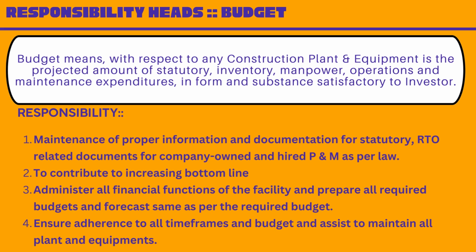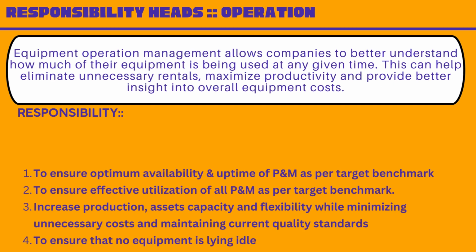6. Budget. Budget means, with respect to any construction plant and equipment, the projected amount of statutory, inventory, manpower, operations and maintenance expenditures, in form and substance satisfactory to the investor. Responsibility: contribute to increasing the bottom line. Administer all financial functions of the facility and prepare all required budgets and forecasts as per the required budget. Ensure adherence to all time frames and budgets and assist in maintaining all plant and equipment.